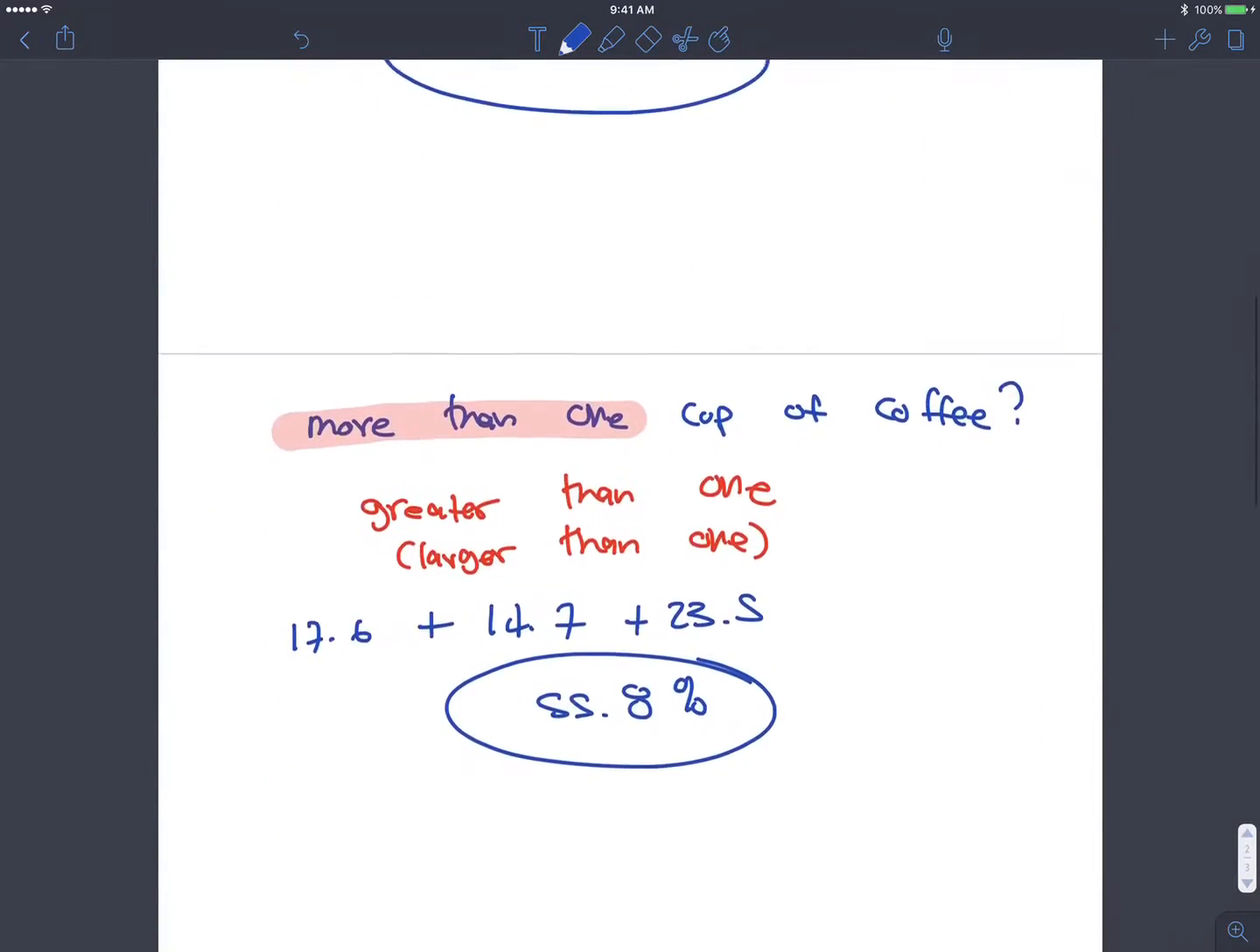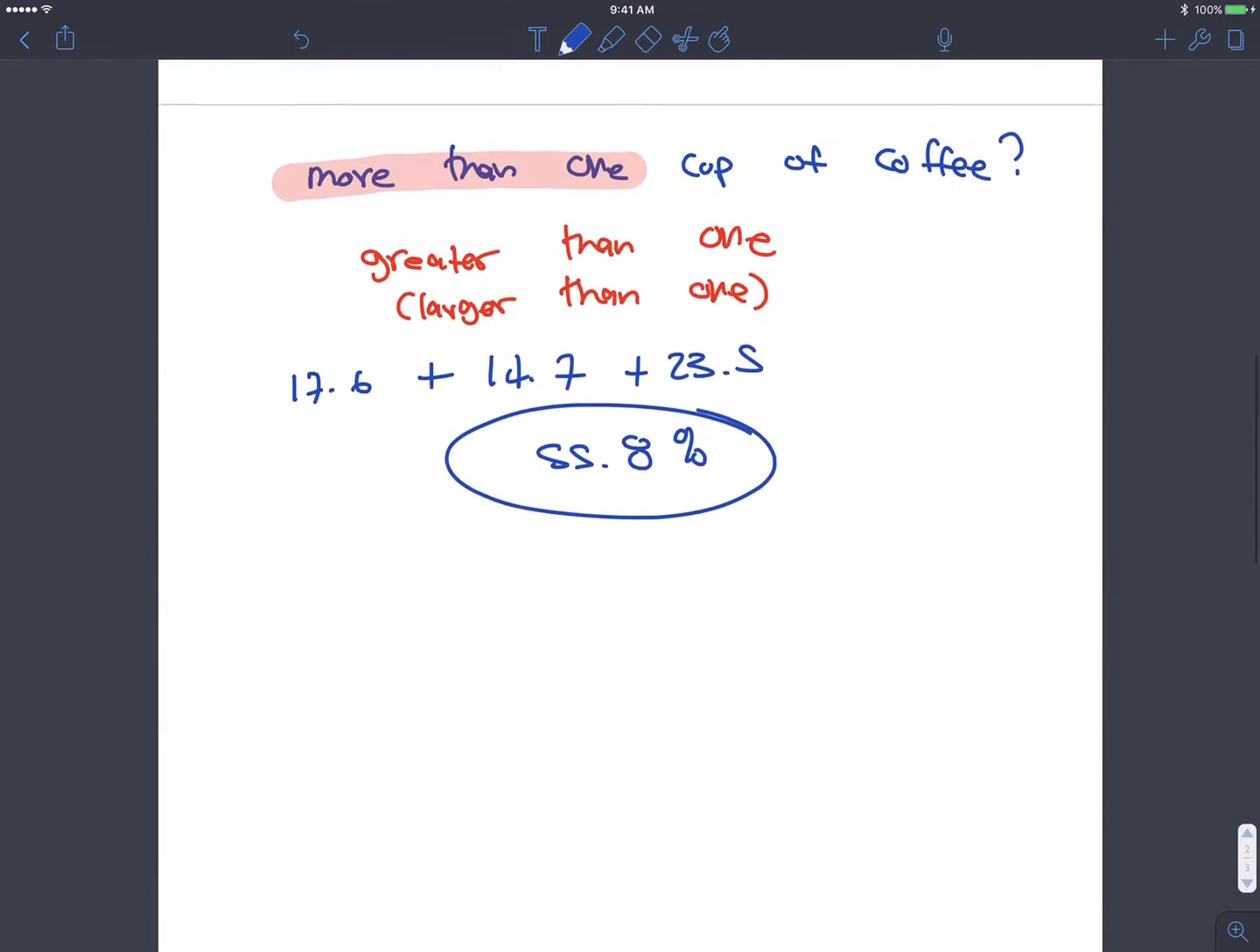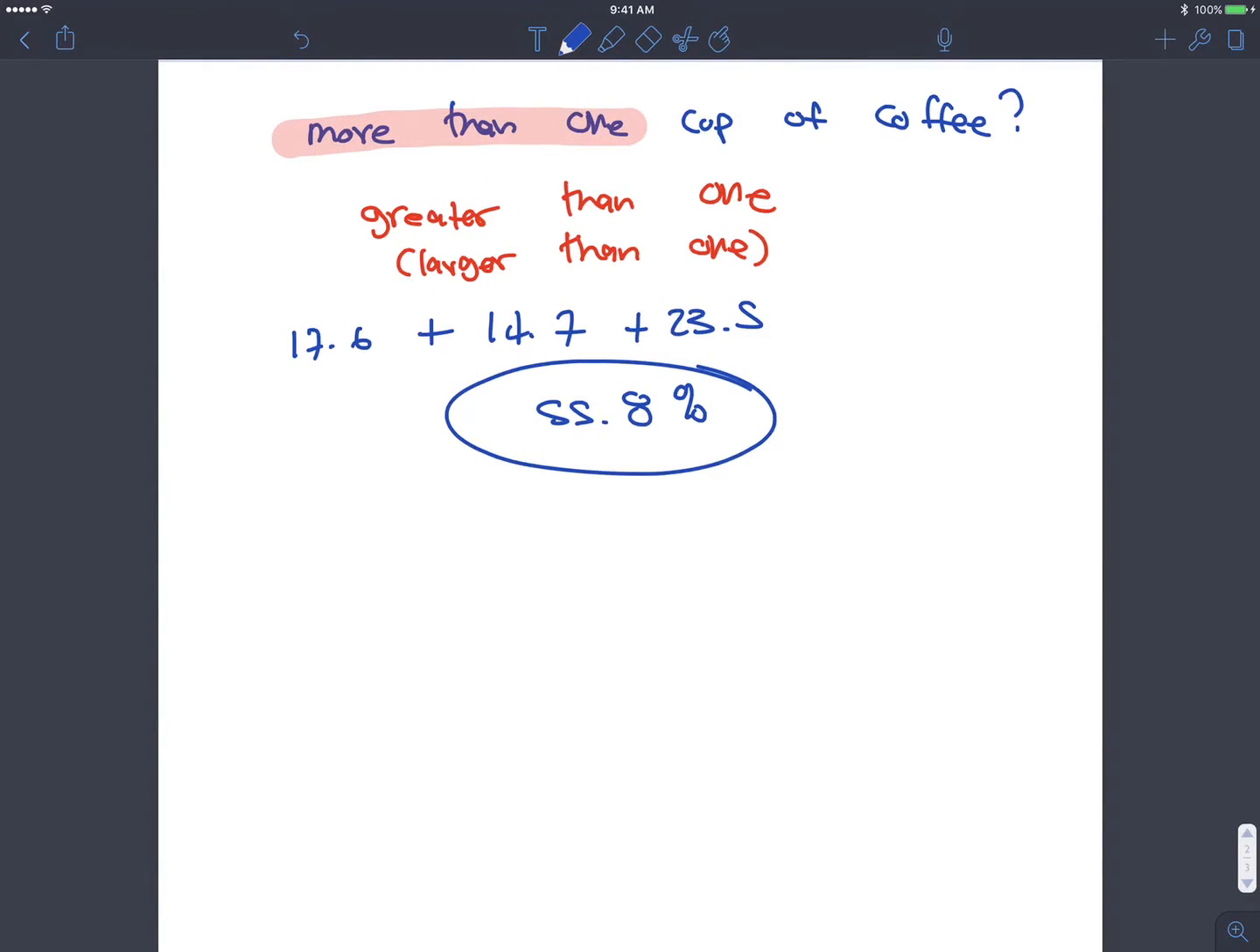Okay, so that's the information they ask, more than 1, and that comes from what percent drinks more than 1 cup. That's part C. Part D: what percent of the sample drinks less than 3 cups? So let's talk about less than 3 cups of coffee per day.